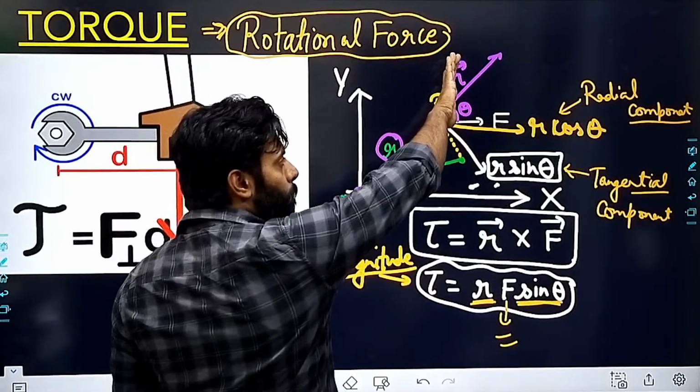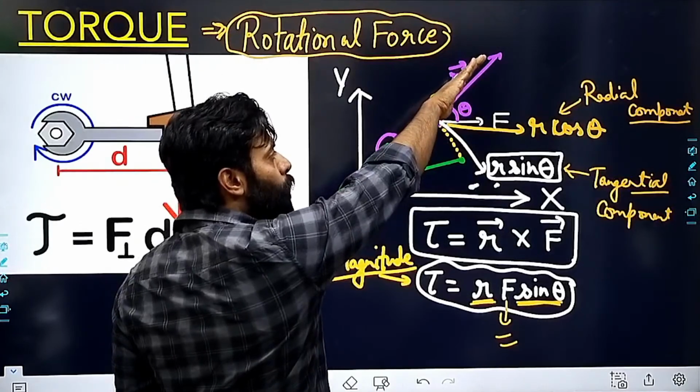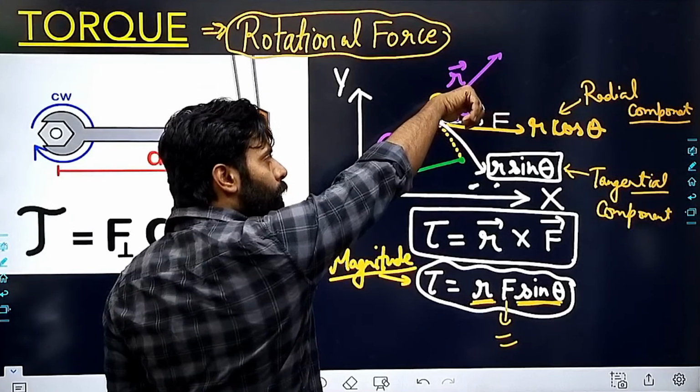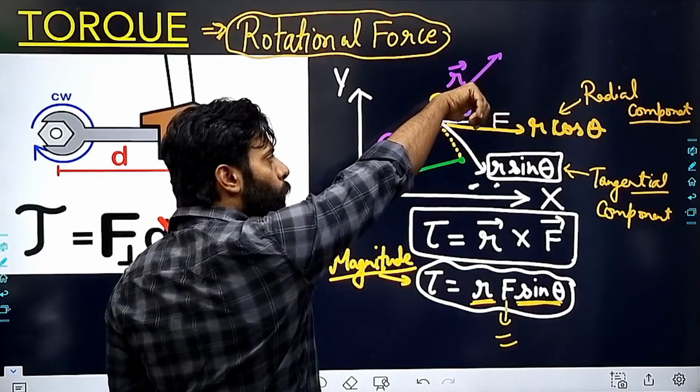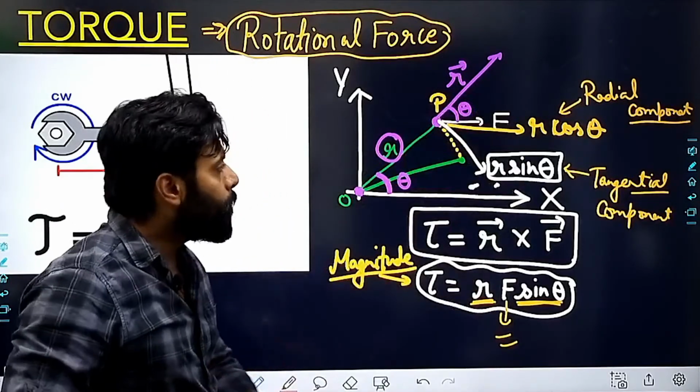So I need to keep my right hand fingers in the direction of R, and I'll move these fingers towards F. The thumb will give me the direction of the torque. So the torque here is going inward, right?